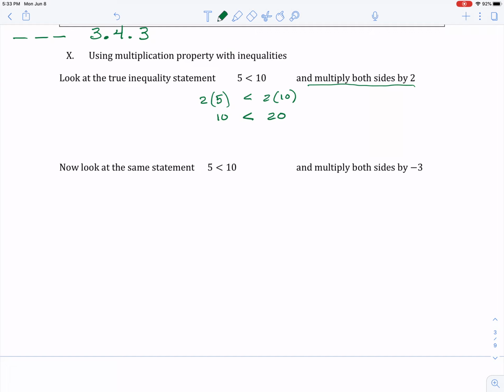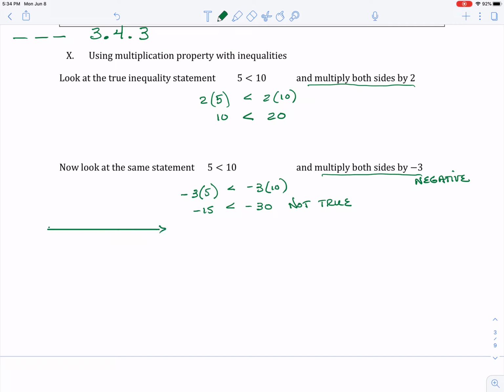So let's come down and try another experiment. This time let's multiply both sides by something that is negative and see how that affects the true statement in the inequality. So this time I'm going to take the negative 3 as a multiplier on both sides. So I have negative 15 is less than negative 30, which is not true. How do I know that? Well, let me think for just a minute about a number line. Here's 0, here's negative 15, and here's negative 30. And of course, negative 15 is not smaller, it's actually larger than negative 30.